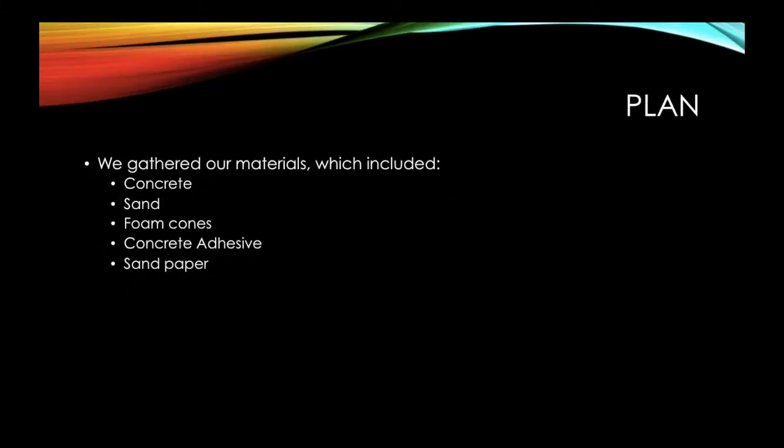The materials that we used for our canoe were concrete, sand, and concrete adhesive. We used sandpaper to whittle it down and get it to the shape and consistency we wanted, and the mold was made from foam cones.